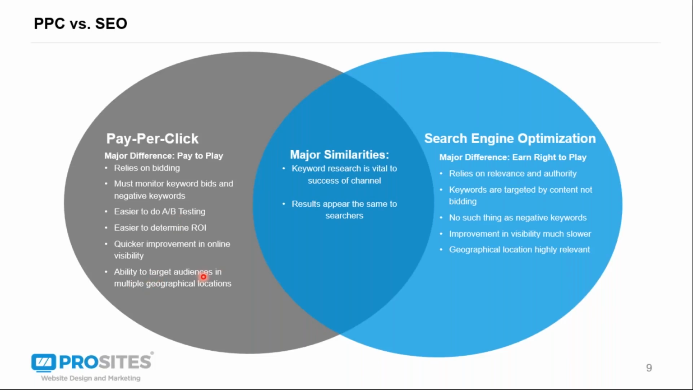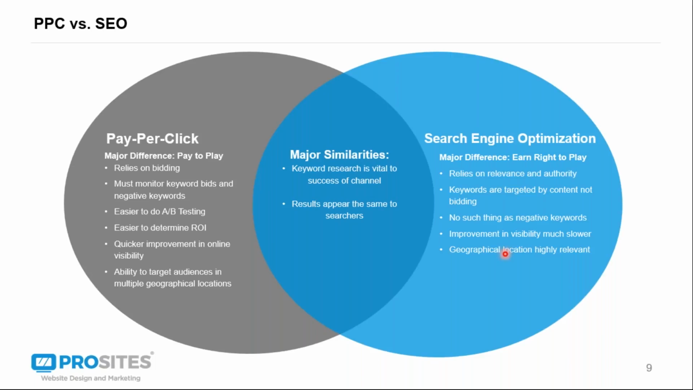And you have the ability to target audiences in multiple geographical locations, and that's probably the other biggest difference between SEO and PPC, because SEO is hyper localized, meaning that the algorithm is built to give the most relevant results to the searcher based on the geographical location that they're searching from. So their search results will actually differ if they are in, say for example, New York City, if they're in Manhattan, or if they are, say, in Brooklyn. So that's really the major difference.